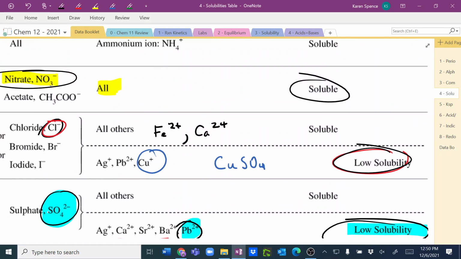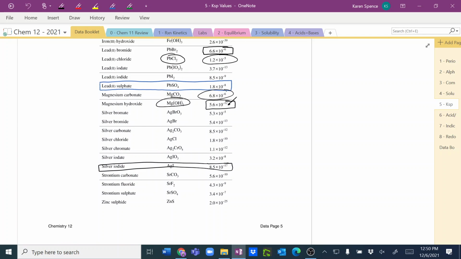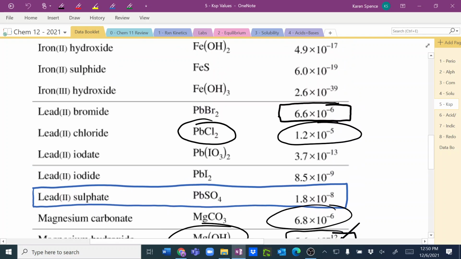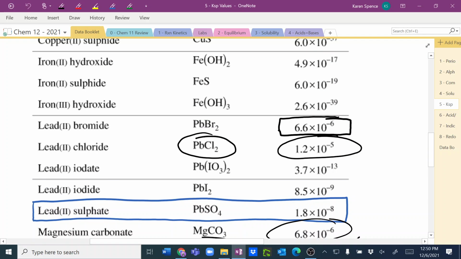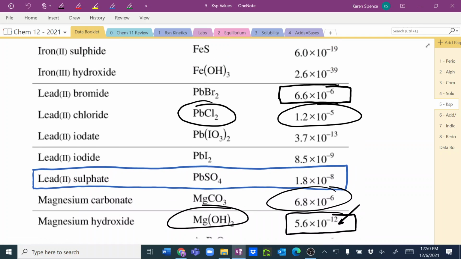Lead, other page. Lead, fluoride. Where's lead? Oh, bromide, chloride, and iodide. I don't see fluoride. I wonder why.